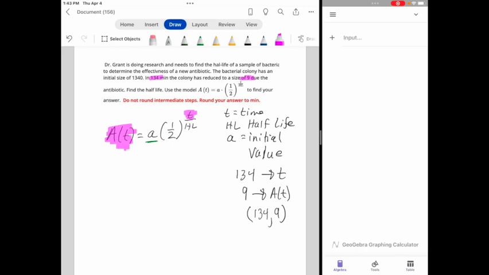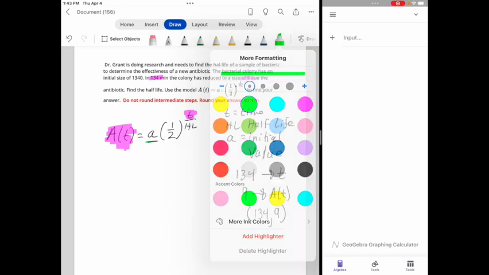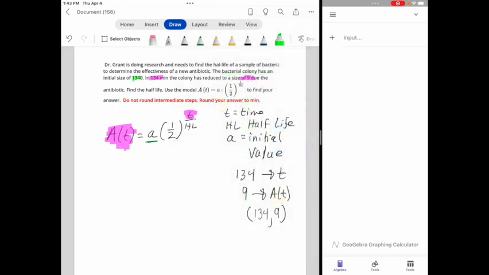Now we also have the initial value. That's the 1,340. That's what we're going to plug in for A. So we also have A is equal to 1340. So let's plug in all these values and then we're going to solve for the HL, which is our half-life.